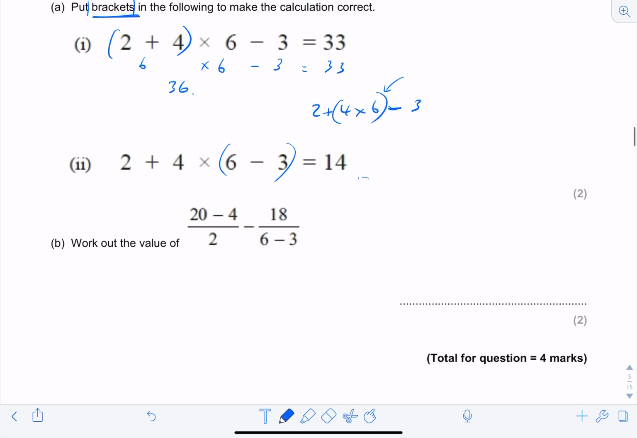Okay, work out the value of this. 20 minus 4 is 16 over 2, minus 18 over 6 minus 3. 6 minus 3 is 3. Well, that's 16 over 2, which is 8, minus 18 over 3, which is 6, which is 2. Or I could just do it on your calculator, no problem.